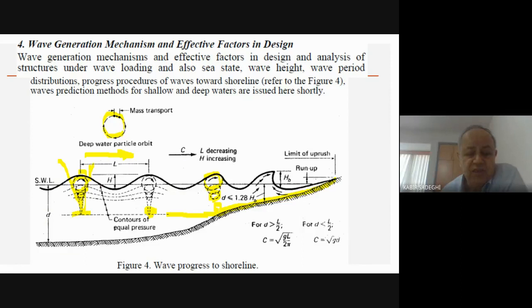Therefore, if I wanted again to divide the sea, I divide it in two zones. Let's consider the blue one, seawater. You see this D over L over 2, if you consider here. Here it touches the seabed. Therefore, we divide two parts, one part up to here, and one part after here. After here, we have the effect of the seabed on the wave.